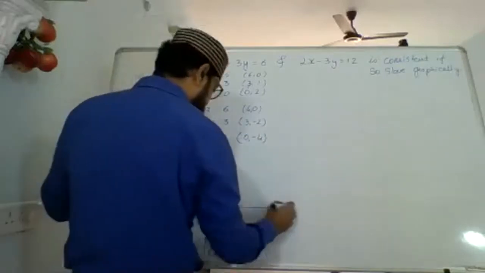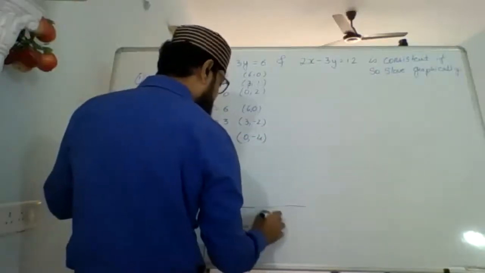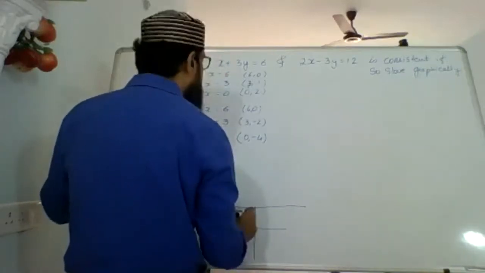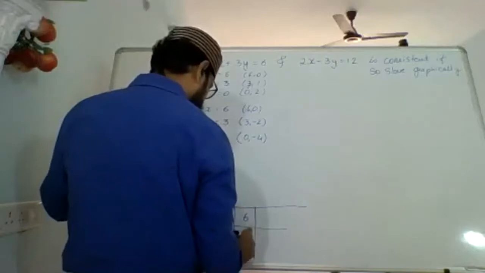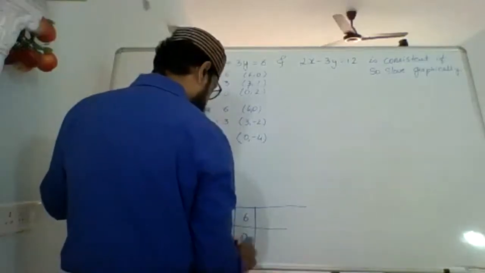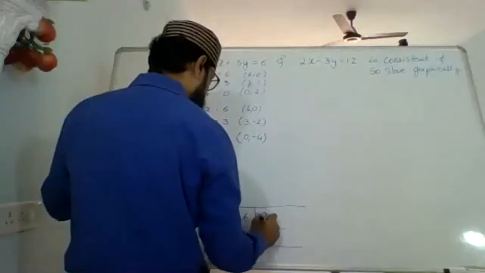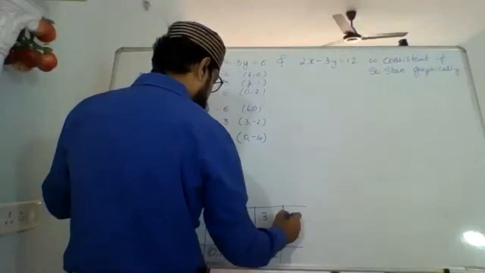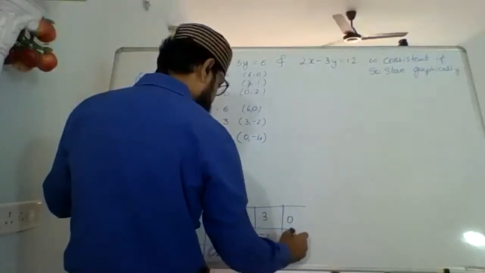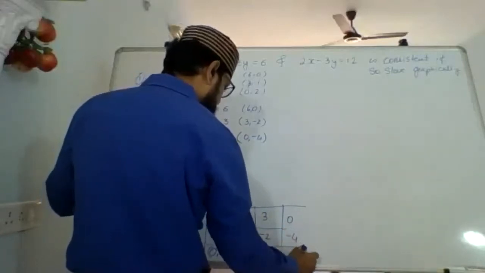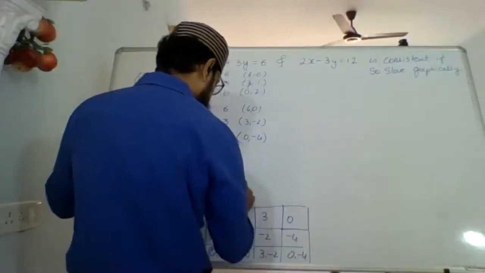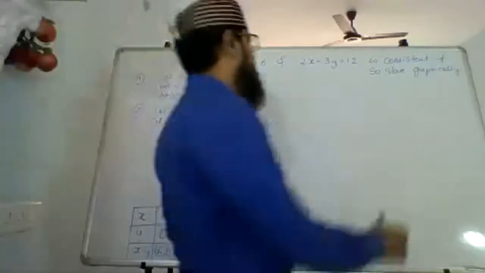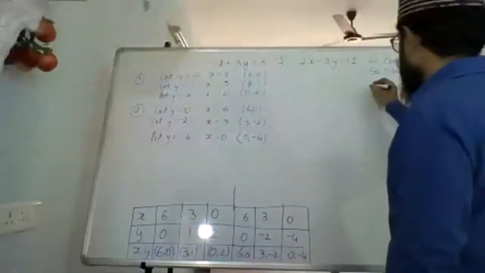So for the second line, if I write it over here, I would have 6 comma 0, then 3 comma minus 2, and 0 comma minus 4. This is for the second line that I got. So this is how I'll get this. Then I'll plot the graph.